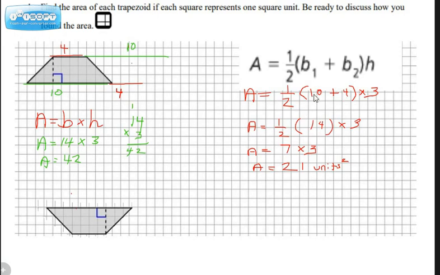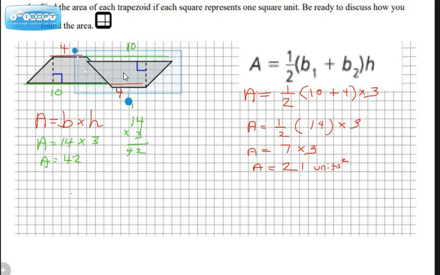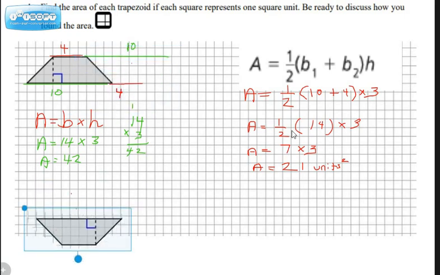We would add these two things together and get the 14. Now that should look familiar because that formed the length of the bottom piece here of the parallelogram. If we did half of 14, we would get 7, and if we did 7 times 3, we'd get 21.